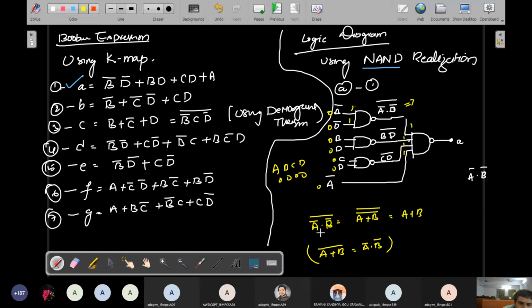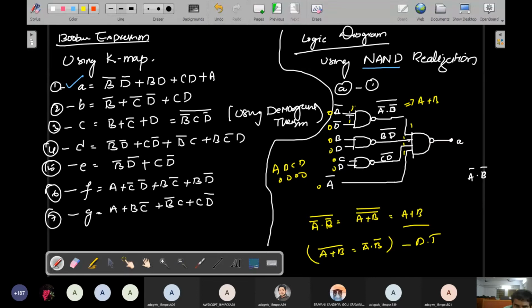Okay, for suppose if you write A bar B bar whole bar, due to De Morgan's theorem, A bar dot B bar whole bar is equal to A plus B. Understand? So A plus B whole bar bar is equal to A plus B. So this value is A plus B actually. Okay, simply A plus B. So take 0 0.